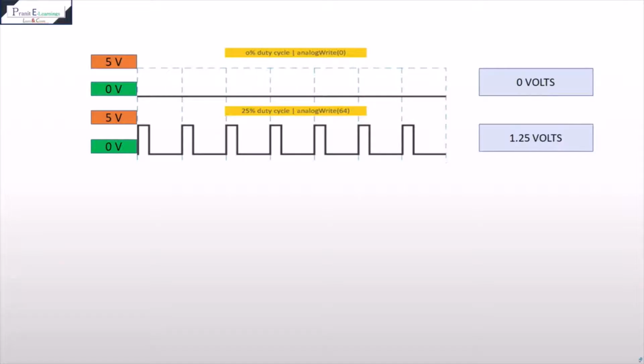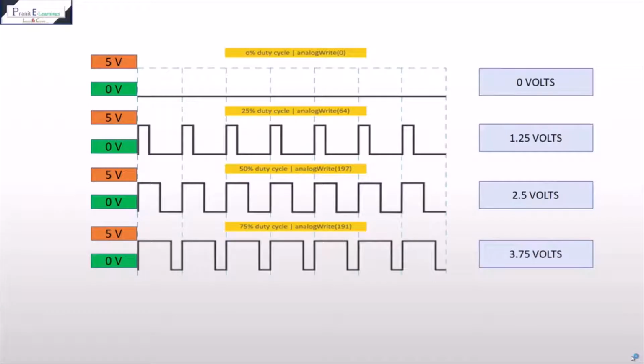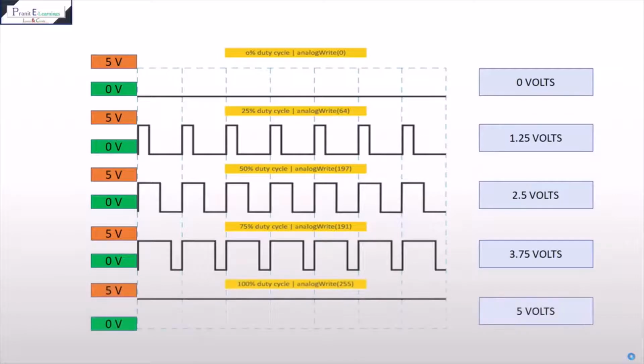The same thing can be done by increasing the duty cycle by 25% again. So at 50% duty cycle, you get the output voltage at 2.5 volts, and you can see the 50% duty cycle is set by writing the analogWrite function as 197. By increasing the duty cycle to 75%, by writing the analogWrite function as 191, the output voltage we obtain is 3.75 volts. And again increasing the duty cycle by 25%, that is max 100% duty cycle, by giving the analogWrite function as 255, you get the voltage at 5 volts.